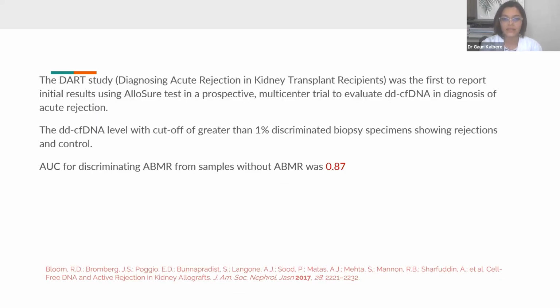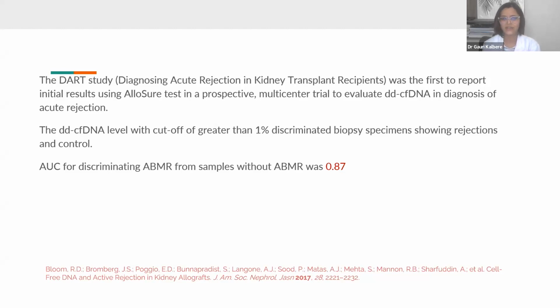So now what is this DART study? Diagnosing acute rejection in kidney transplant recipients. As I said, it was a Sentinel study in 2017. It used the AlloSure test. Now this is a targeted method for DNA capture. So there are two methods. One is the random method and the other is the targeted method.